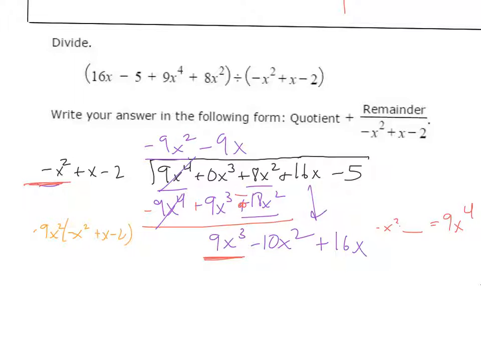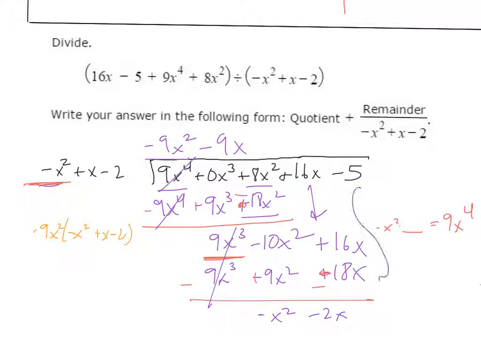So that's going to look like what? 9x cubed. Negative 9x times x is negative 9x squared. Negative 9x times negative 2 is positive 18x. Now I'm going to draw the line, change these signs, and combine. Hey, another rhyme. Okay, that's irritating. Negative x squared, these cancel. These combine to make negative 2x. And then this guy pops down to make up negative 5.